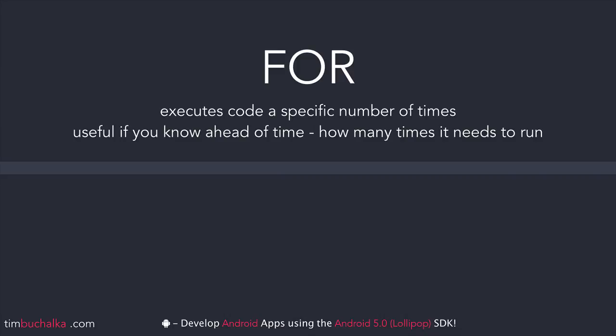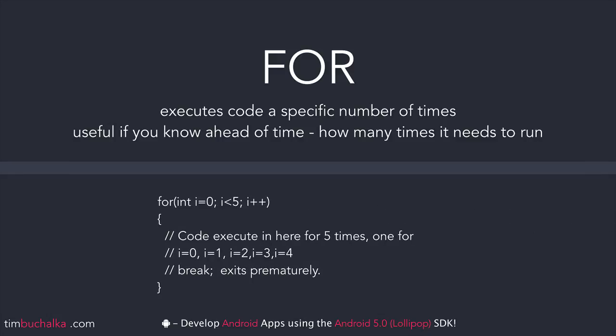So here's the for statement. It executes code a specific number of times, and it's very useful if you know ahead of time how many times it needs to run. And here's the syntax, as you can see on the screen now. So it starts with the word for, and then in brackets, we start with an initializer, and that usually sets the variable that we're actually using for conditions, in this case i. So we're setting the first value of i to 0.